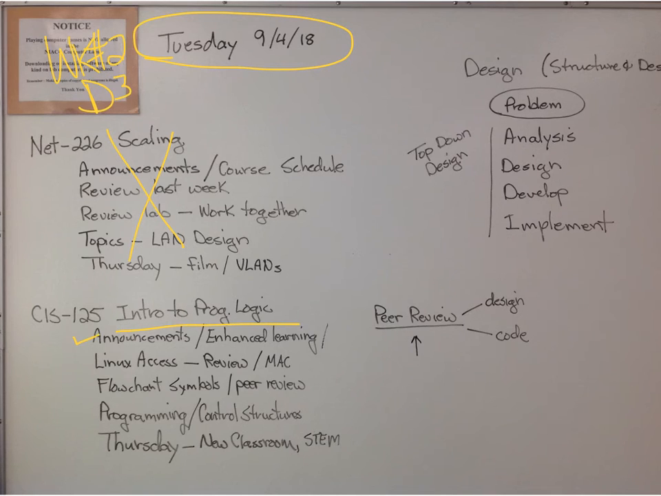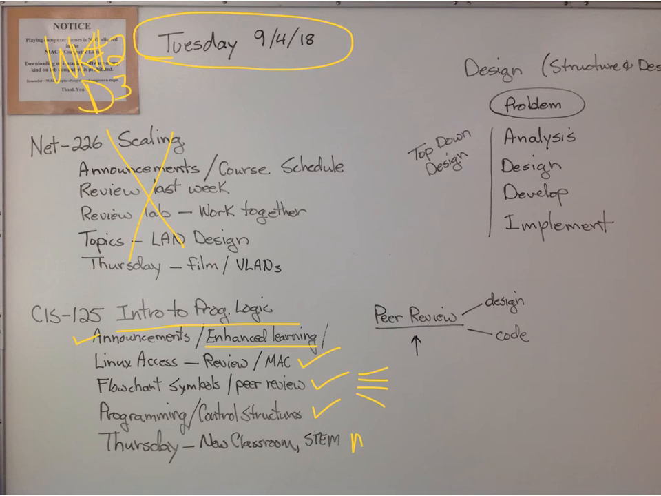Okay, I went through announcements, talked about Good Morning Nyack on Mondays. We enhanced learning where they see links. We talked about Linux access, being able to access, and today we did some work on creating a simple code. Flowchart symbols, we talked about peer review of flowchart symbols. There's some work to be done there. So they're experimenting with that. And then we got started on programming control structures.